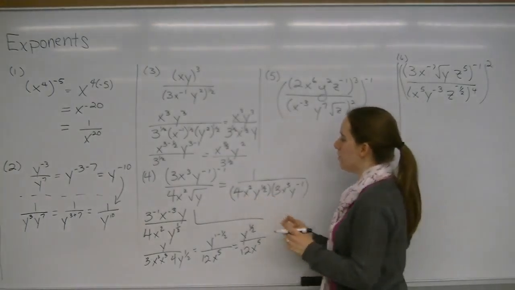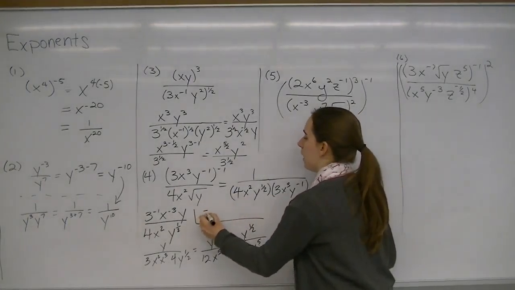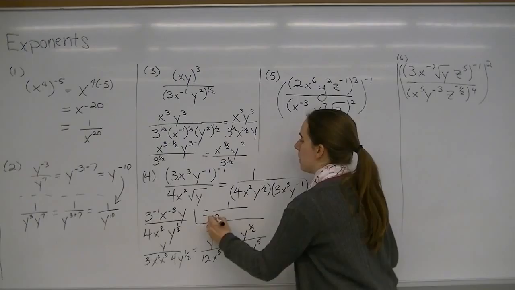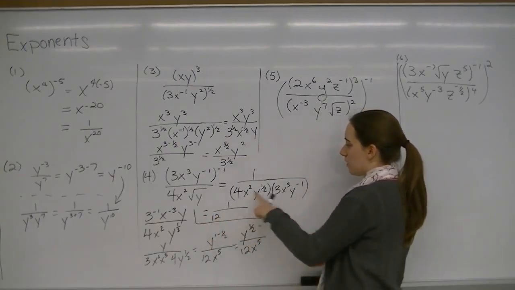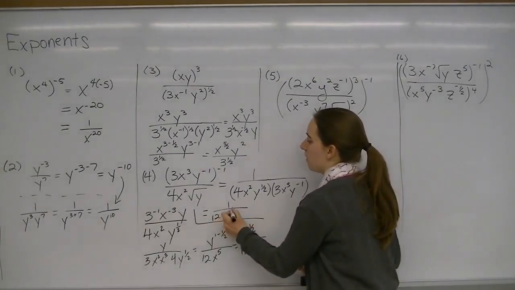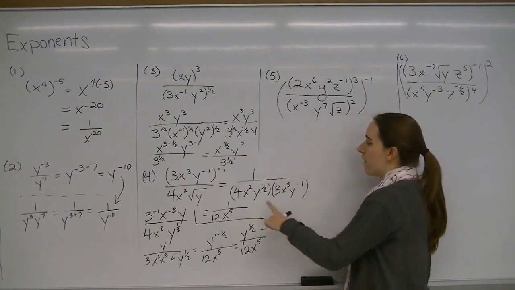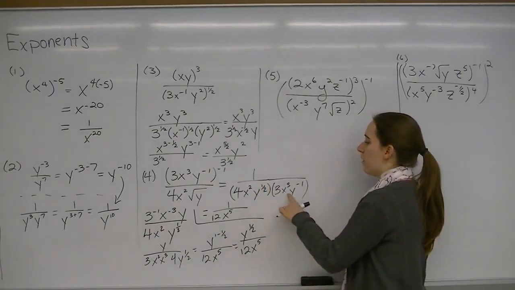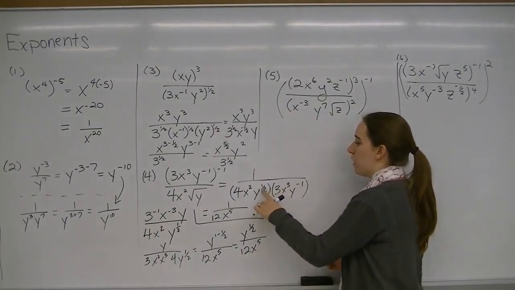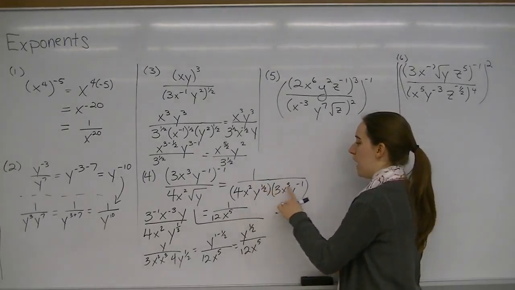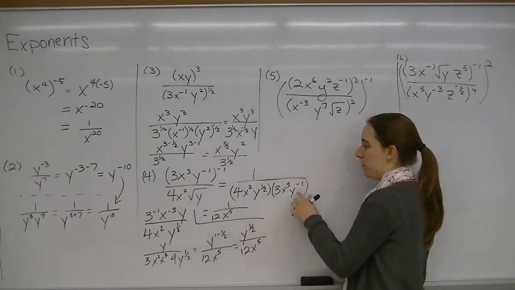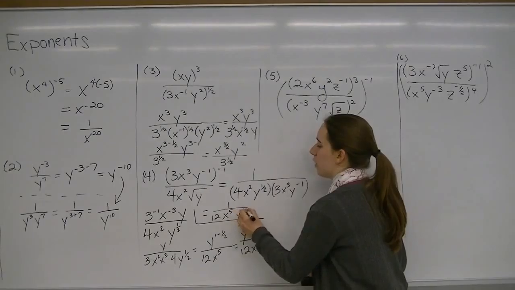So now I can start multiplying on the bottom. I have 4 and 3. It's going to give me a 12. I have x squared times x cubed. I add those to get x to the 5th. And then I have y to the 1/2 times y to the negative 1. So y 1/2 plus negative 1 will give me y to the negative 1/2.